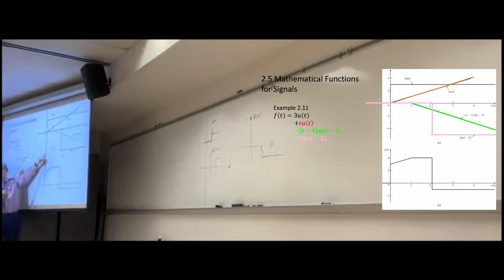Now we can take a look at the y-axis. There's a 0 for the pink, 0 for the red, 3 for 3u of t. Those are the 3 signals, right? They're in the y of x. Add them up.